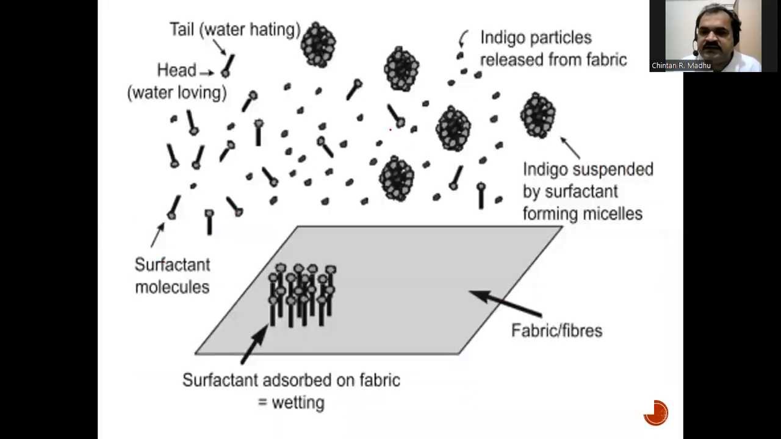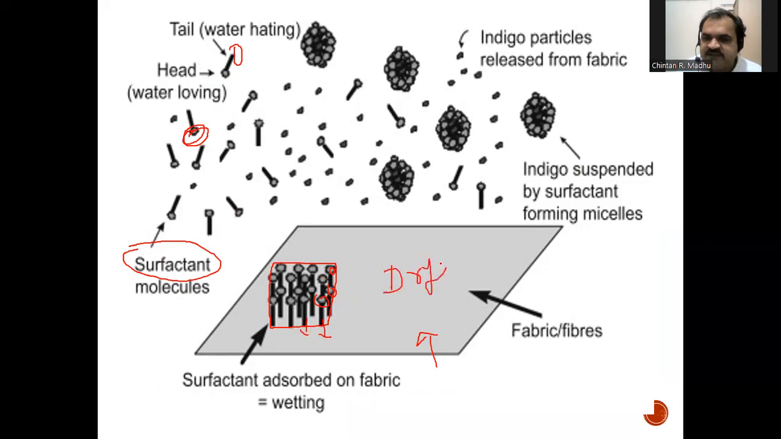So this is the working phenomenon of your wetting agent: it is ultimately a surfactant, and that's why the upper portion is always water loving and below, the tail, is water hating. So this is your fabric, and suppose I am printing at this location. The water loving group will always oppose the fabric and the water hating group will always attract it towards the dry fabric, because when we are printing, our fabric is always in a dry condition.